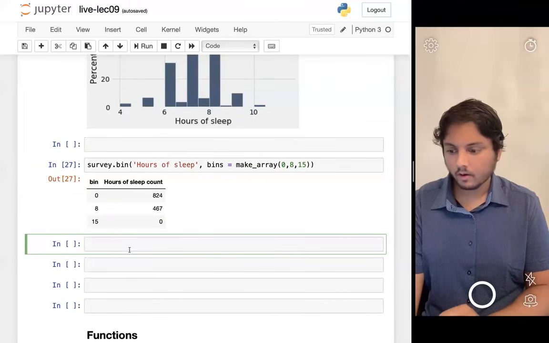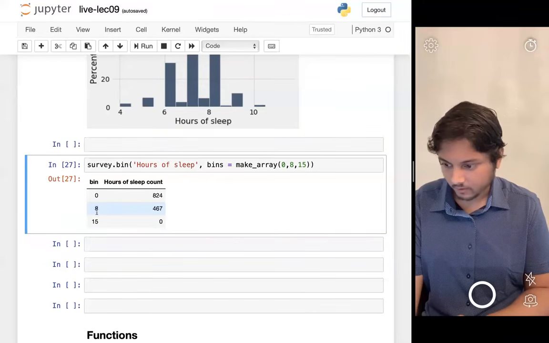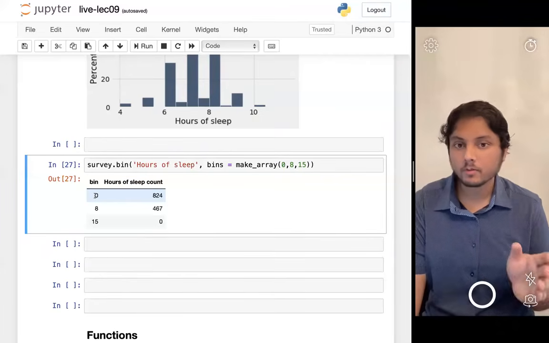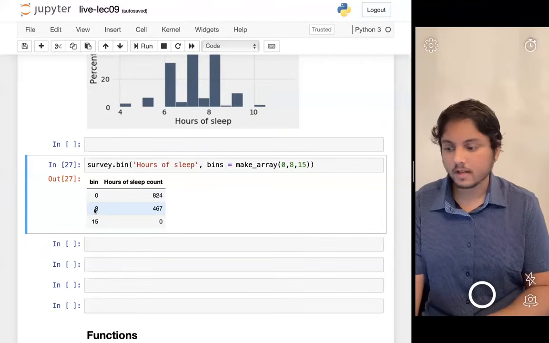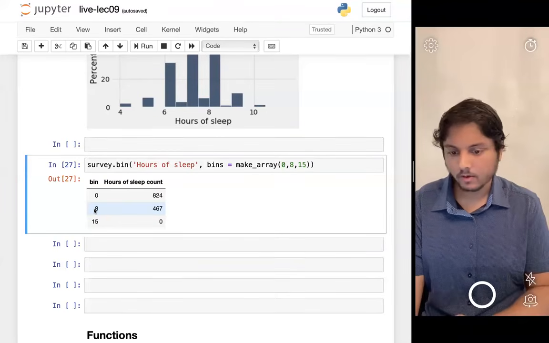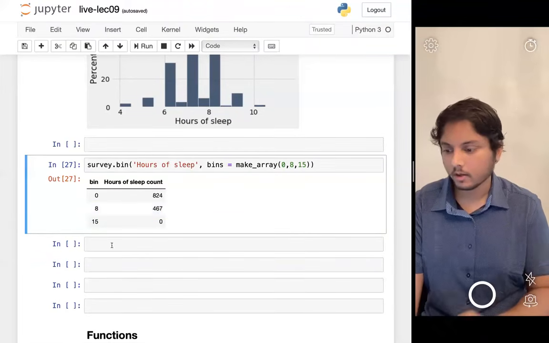And so is 8 inclusive? 8 is inclusive for this second bin, not for the first bin. So the first bin is going to be 0 up to, but not including 8. And then the second bin is going to be 8 up to, but not including 15. So if you get 8 hours of sleep, you're going to show up in this second bin here, which is what we wanted. We wanted 8 or more to be in that other bin.